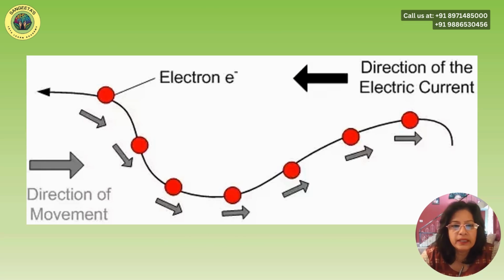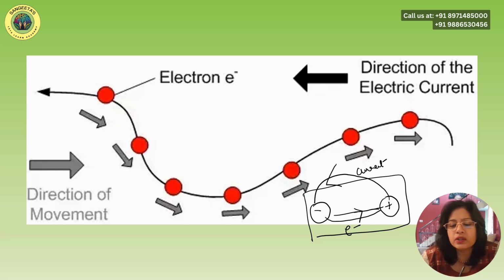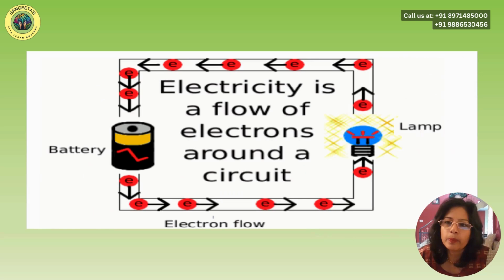So electrons are flowing in this direction. This is the direction of the electron. Now electrons are flowing from negative to positive, right? This way. And let's say this is a battery, okay? In a battery, we see that electrons are going like this and going like this, coming like this, and again going like this. So this is the flow of electron, and this is the direction of current. So we can say that direction of current is opposite to the direction of flow of electron.